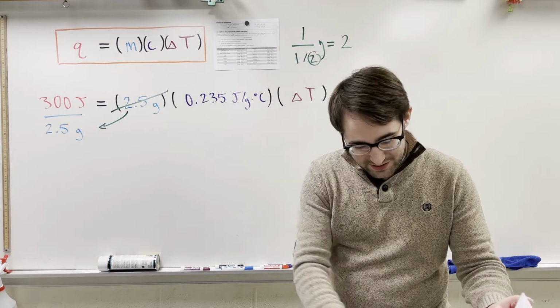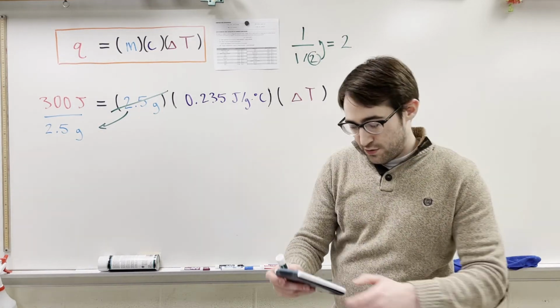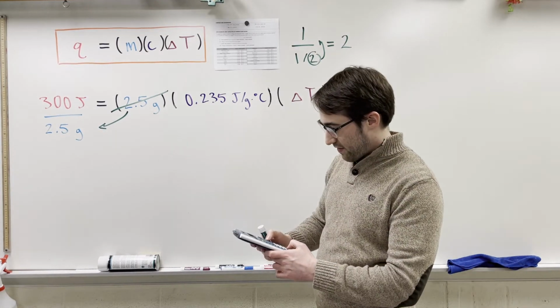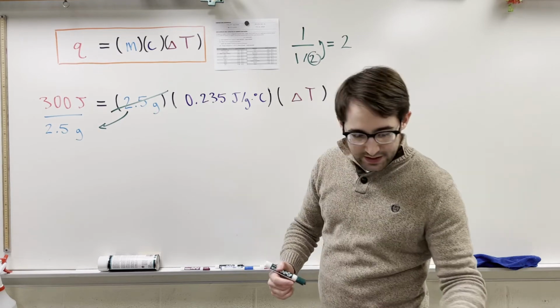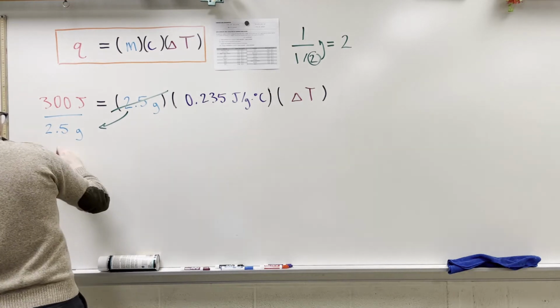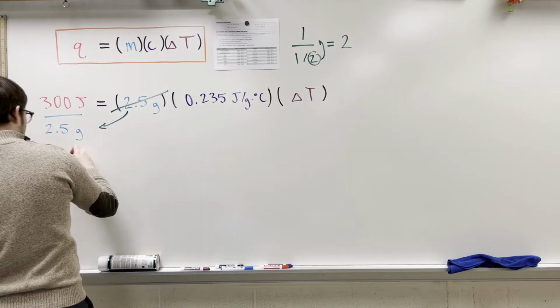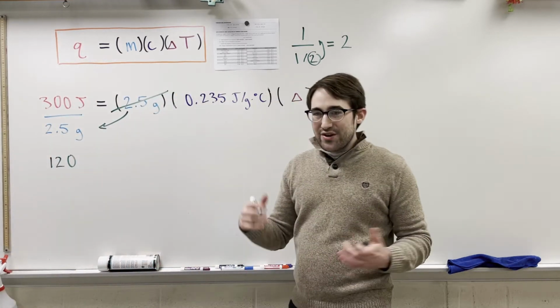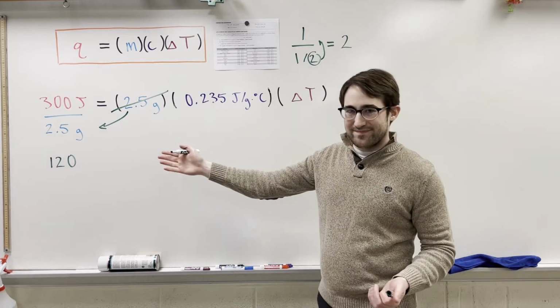So where is my calculator? So 300 divided by 2.5 gives me 120. Okay, and the unit is going to be joules per gram.